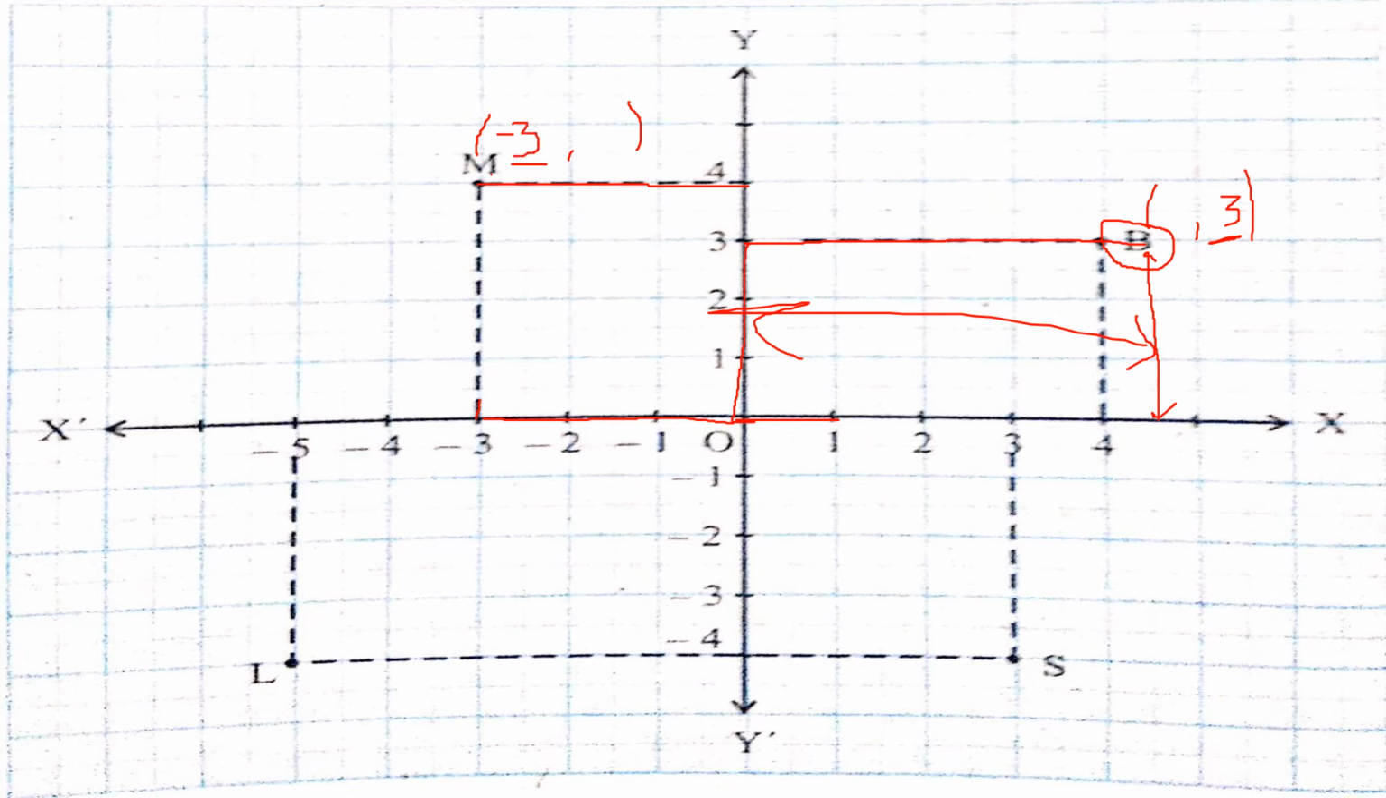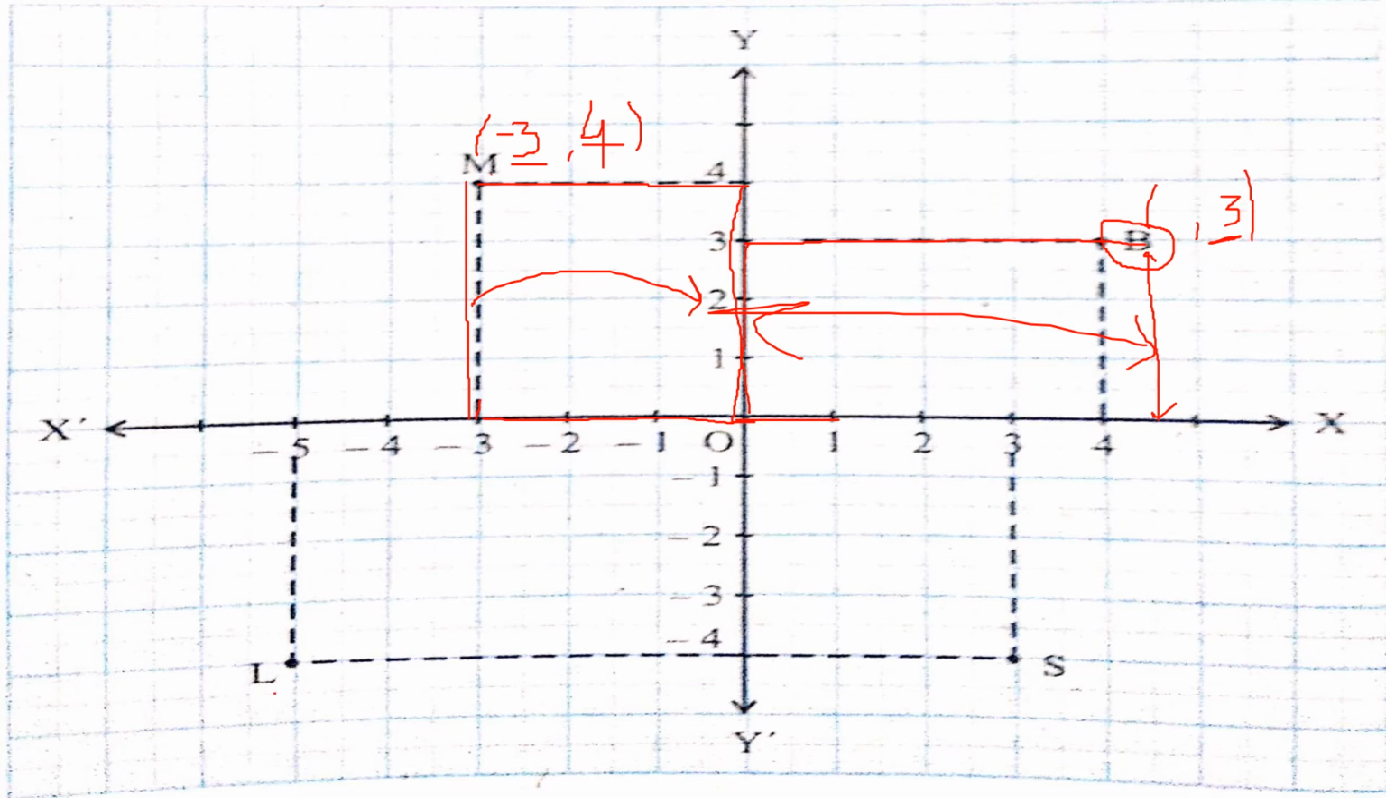Now comes the y coordinate. What is the y coordinate? The y coordinate is the distance from the x axis. So from the x axis you can say this is the distance, and this is equal to this line. How much? Till plus 4. So this is plus 4. So we have got the coordinate of M as -3 comma 4.